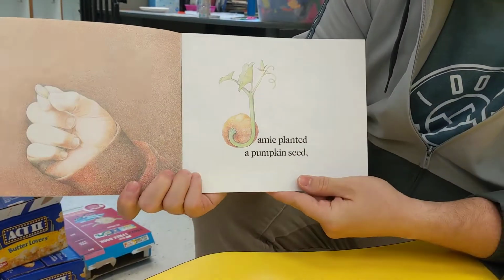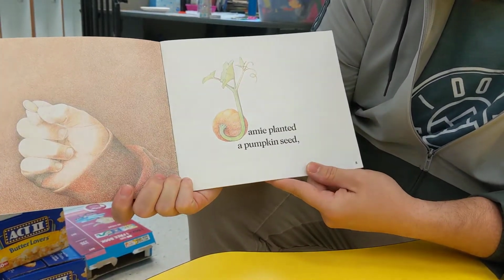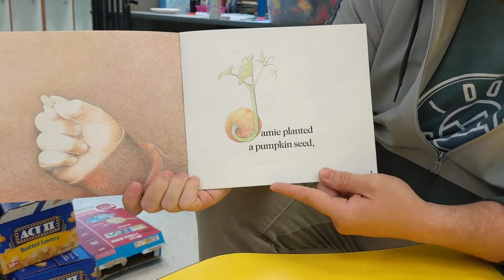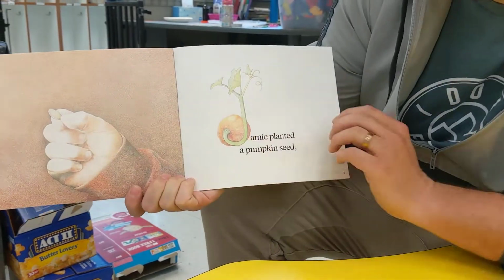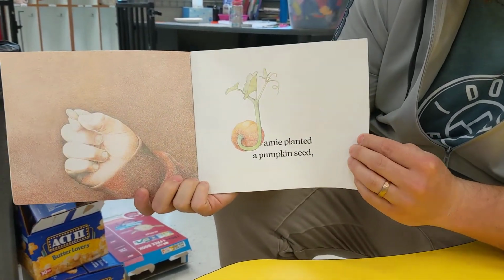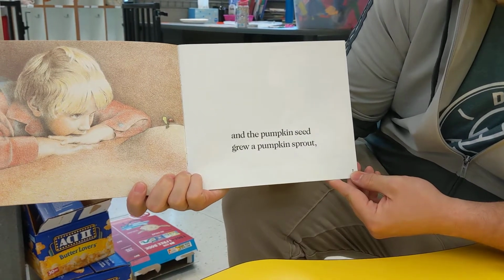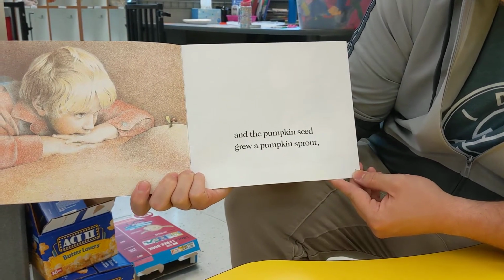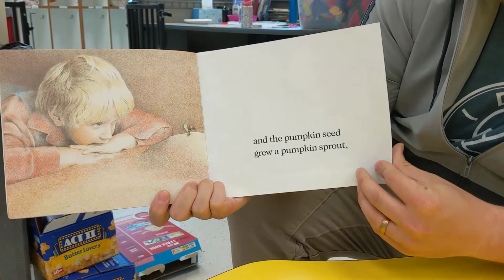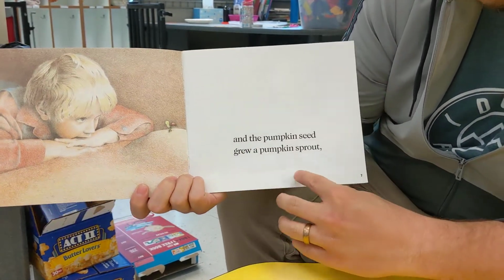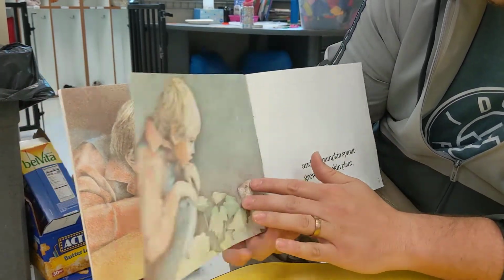Okay, so, whoa, man, Mr. Matt needs to learn how to read, guys. Jamie planted a pumpkin seed. Okay, so you see pumpkin seed, and that looks like it's probably Jamie's hand right there. And the pumpkin seed grew, and a pumpkin sprout. Okay, so now it's starting to grow. Ooh, look, there's even a little tiny ladybug on it.